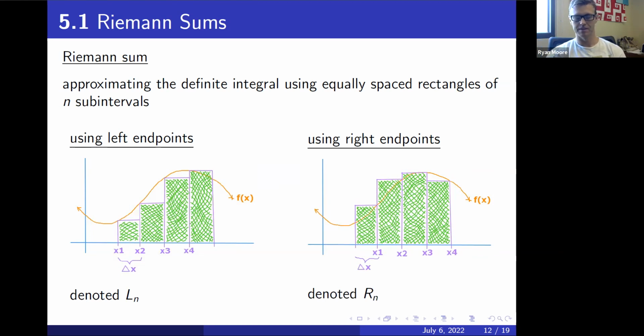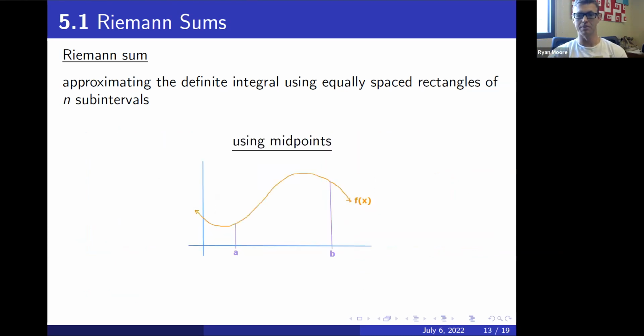Okay. We've got left endpoints, right endpoints. There is one more option. You might use midpoints. It tends to be that midpoints would give the best approximation, although it's not always necessary or the fastest. Usually it will be the best. Let's see how this works.